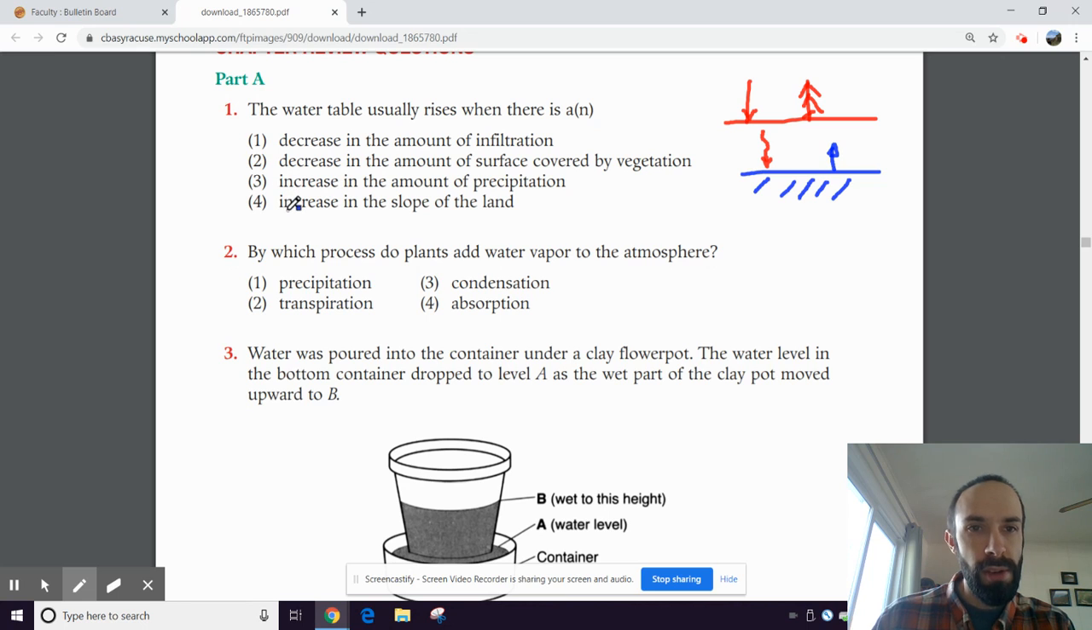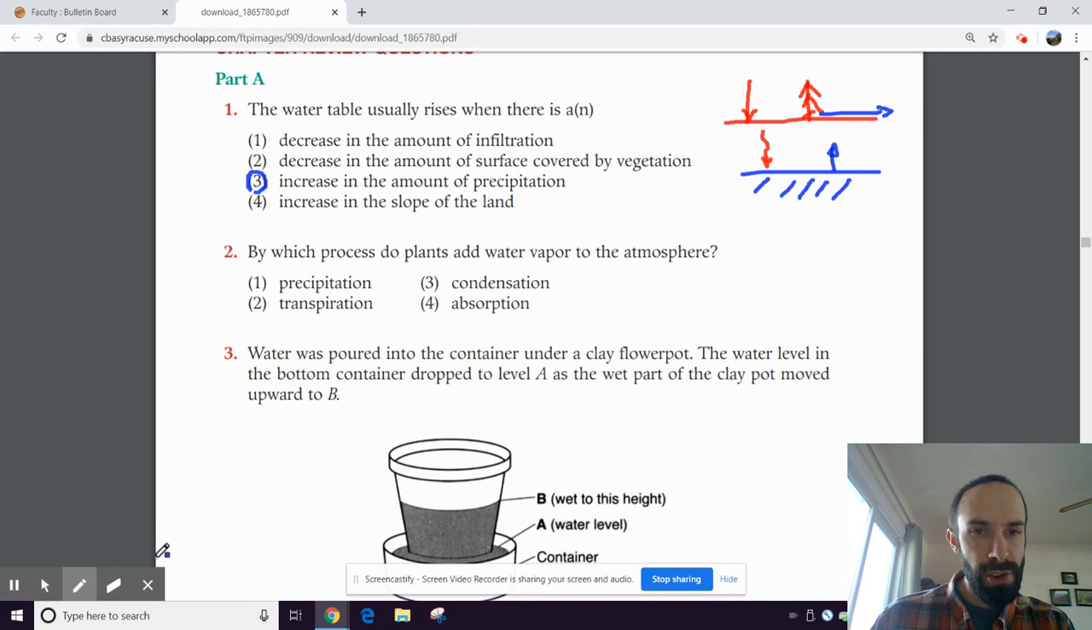So how would we do that? Well, we would need some way to get water into the ground. If we have more rain, like up here, then more water is going to go in the ground. If you look through all the choices, what would make more water in the ground? The best answer is number 3, increase in the amount of precipitation. More rain means more water in the ground. All these other ones actually decrease the amount of water in the ground. They have more runoff going over the surface.